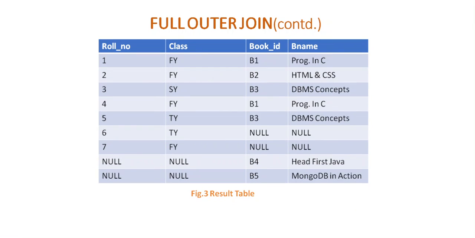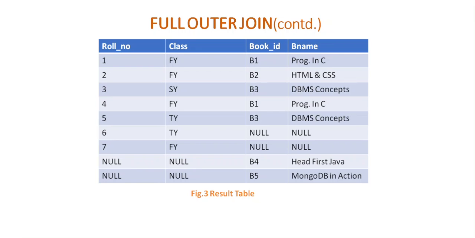The result is roll number, class, book ID and book name. As we already know, roll numbers 6 and 7 have not issued any book. So for roll numbers 6 and 7, book ID and book names are null. These are the right table attributes. And here book 4 and book 5 are not issued by any of the students. That's why roll number and class for these two books are null. This is full outer join. It combines the result of left join and right join.